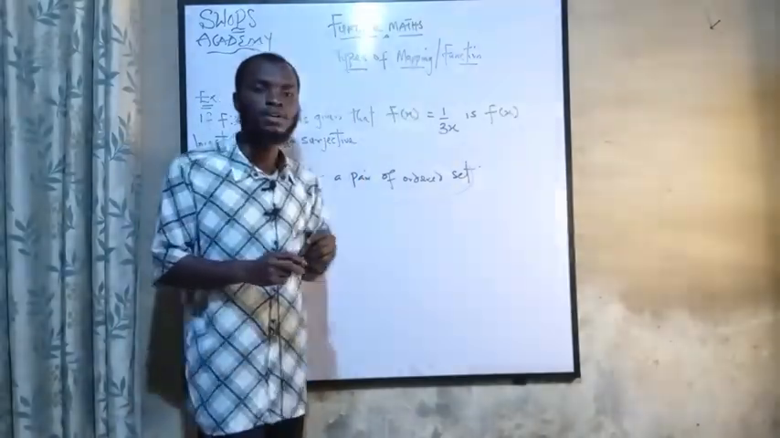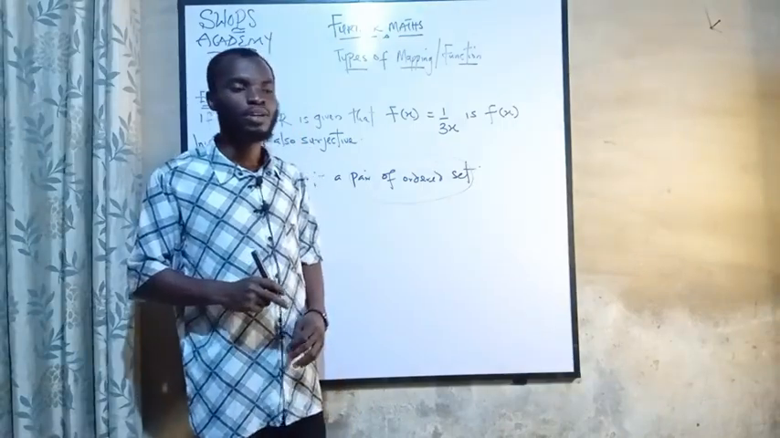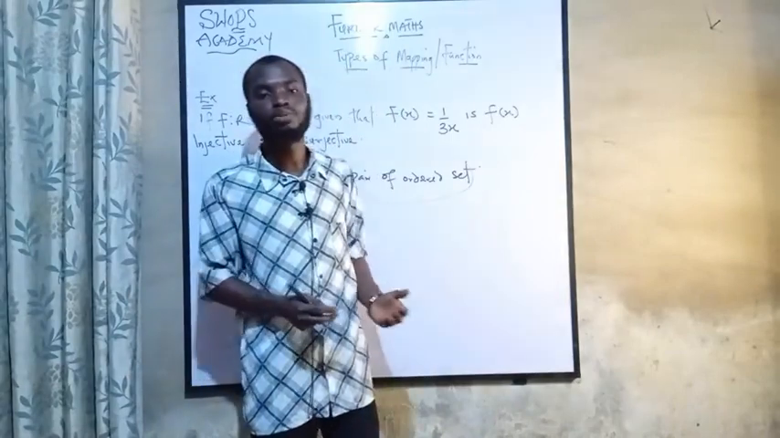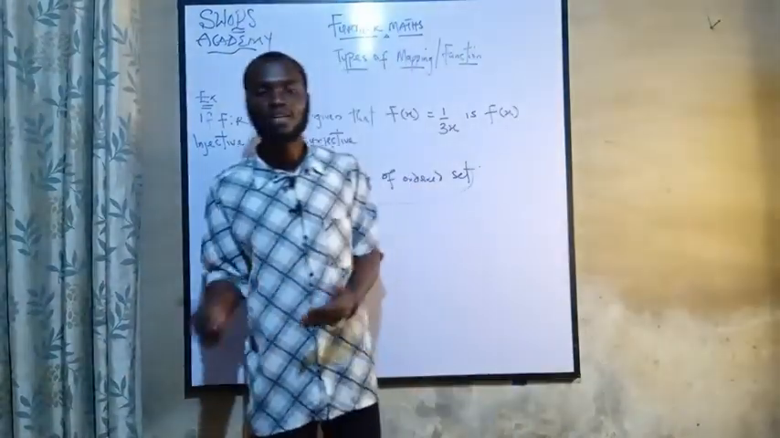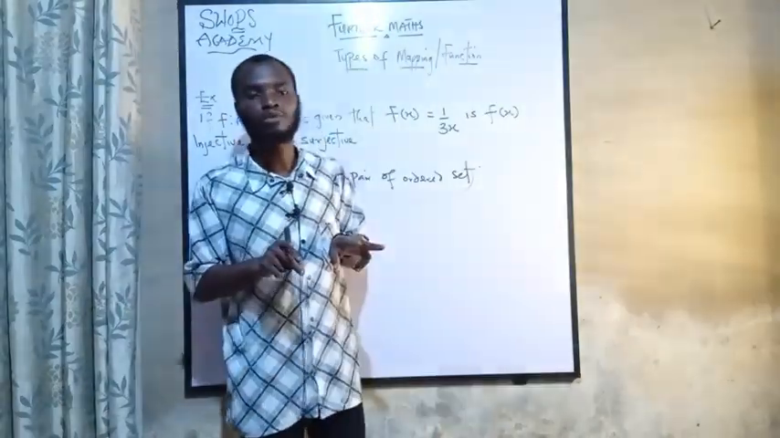Let's bring it down to when we have twins. We have the first one in our own dialect called Taye. So when we have Taye, surely we must have Kehinde. That is what we call a pair of ordered sets.